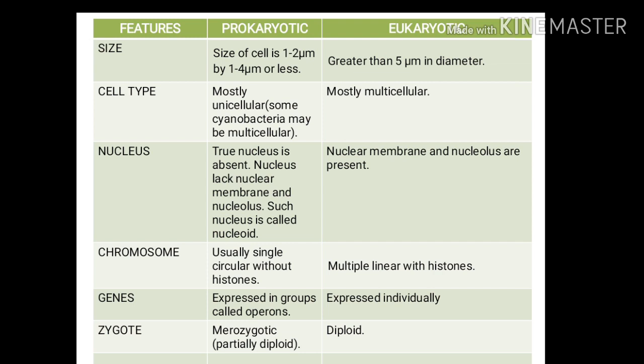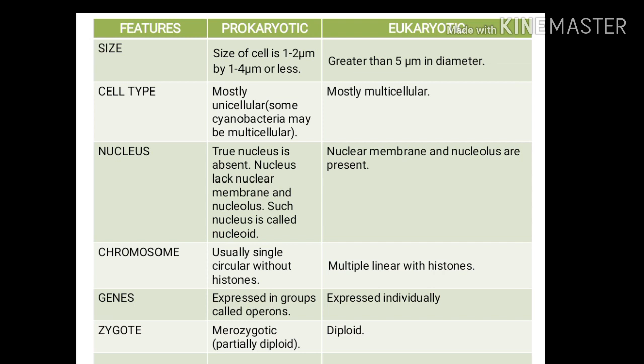In terms of nucleus, the prokaryotic cell has no true nucleus. The nucleus lacks a nuclear membrane and nucleolus, and so such a nucleus is called a nucleoid. With the eukaryotic cell, the nuclear membrane and nucleolus are present.